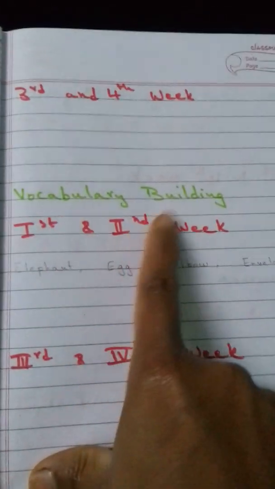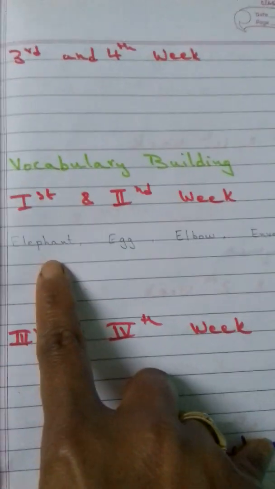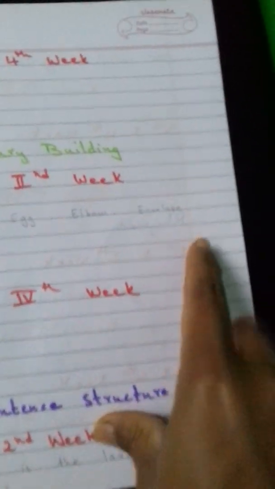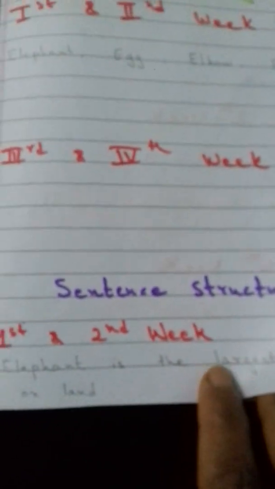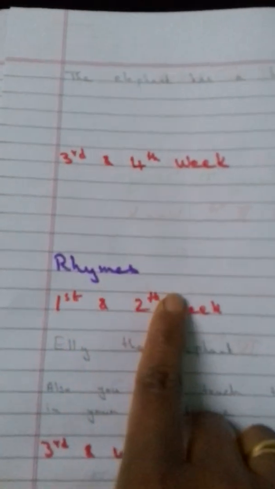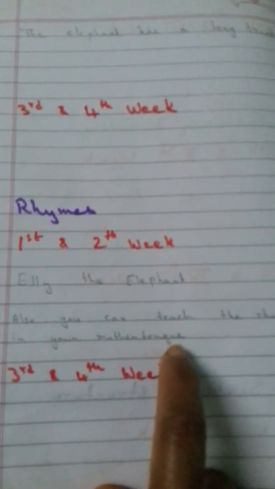Then vocabulary building for the first and second week are elephant, egg, elbow, envelope. And the sentence structure for the first and second week is: elephant is the largest animal on land. Then, elephant has a long trunk. Rhymes for the first and the second week, Ellie the Elephant, and also you can teach the child the rhymes in your mother tongue that are related to elephants.